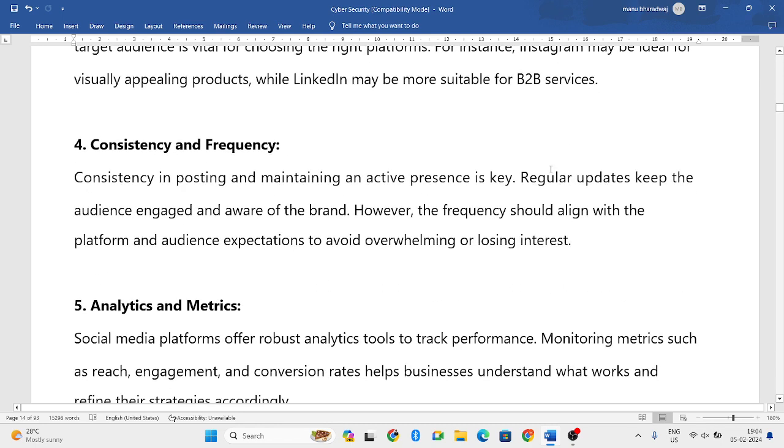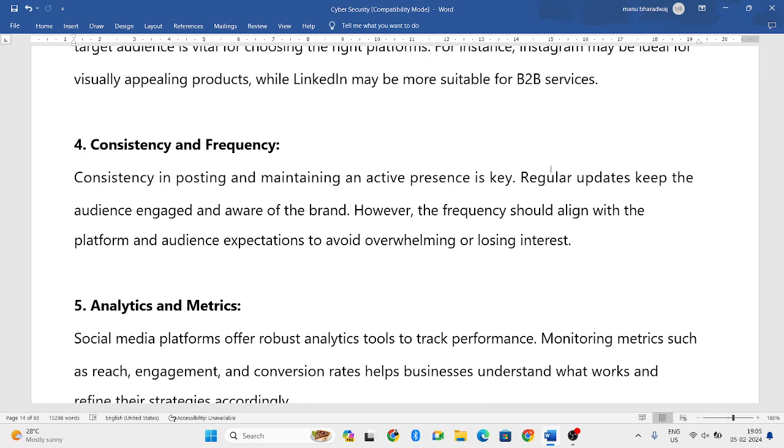Next is consistency and frequency. You have to keep on posting and keep on advertising your products consistently. If you are actively present in social media, that is how customers will have an interest in your products. If you post about your product only once a month or once a year, the people will lose interest, and the audience will not even put in the effort to look into what the product is. So you have to consistently work on posting and maintaining.